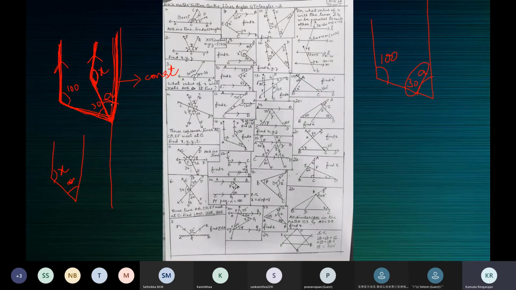So I told you, 100 plus A plus 30 is 180. So A is 50. In this figure, you have X and A. You should just identify the angle here, this is parallel to this. This is 100, and here you have two angles, 30 and A. So 100 plus 30 plus A is 180, so A is 50. Now in this figure, 50 plus X is equal to 180. Parallel line, transversal, parallel line. X is 130.